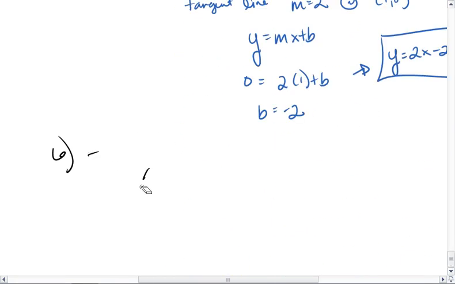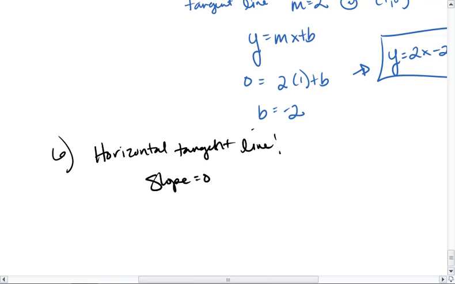But what we should notice is that if we're looking for a horizontal tangent line, that means that the slope is 0. So the derivative of the function must be 0.